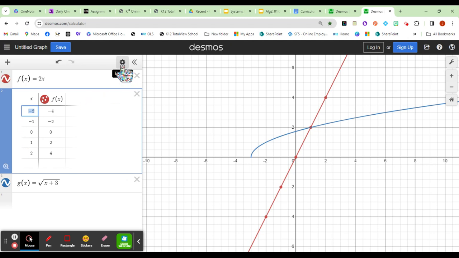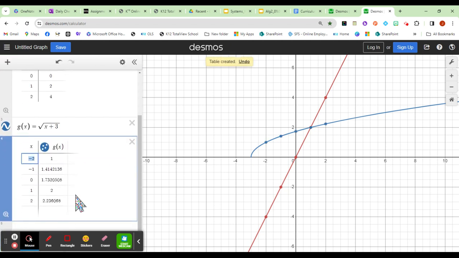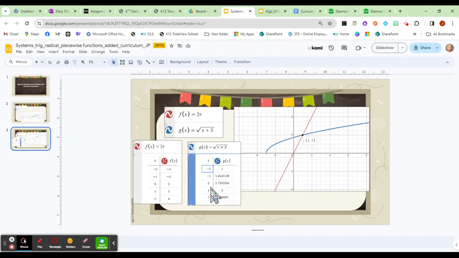Again, if you click on that wheel and you do table for this second equation, your square root of x plus 3, it also gives you some ordered pairs that are on the blue graph. Not all of them, but it looks like it gives you 5 nice points. I'm going to go back to my PowerPoint slide. So I really think it's important. I know a lot of times we see this on our state tests and also on the ACT, where we are just given the tables and asked to find the intersection point.